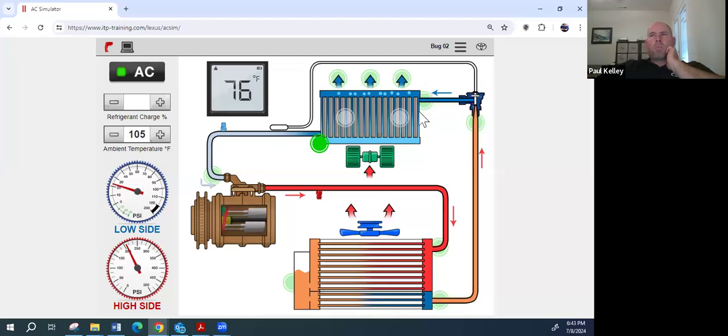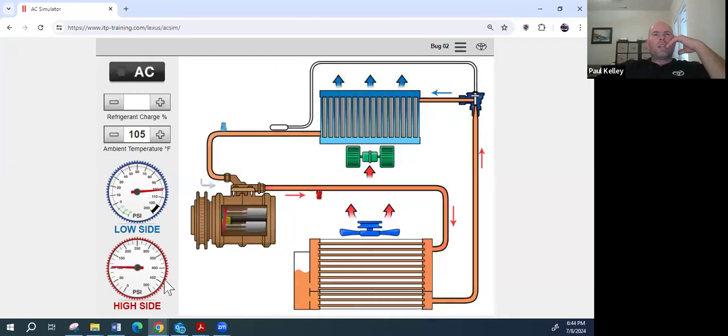Other than that, the thing to point out is even the evaporator core itself starts out cold, gets a little warmer, warmer, and then it's pretty warm by the time it's coming out of the evaporator. To be quite honest with you, that's actually all you need if you really understand AC to diagnose it. However, we'll go a little step further.